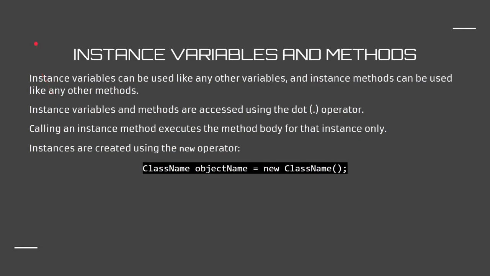Instance variables can be used like any other variables, and instance methods can be used like any other methods. Instance variables and methods are accessed using the dot operator, and calling an instance method executes the method body for that instance only. Instances are created using the new operator. So you would do the name of the class, then the name of the instance that you are creating, the new operator, and the name of the class once more.